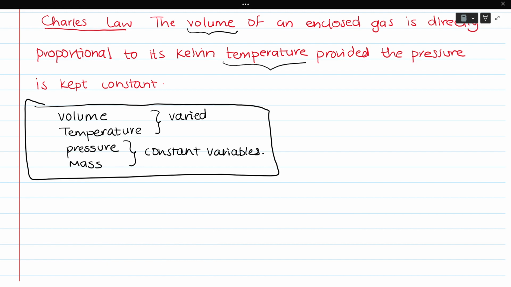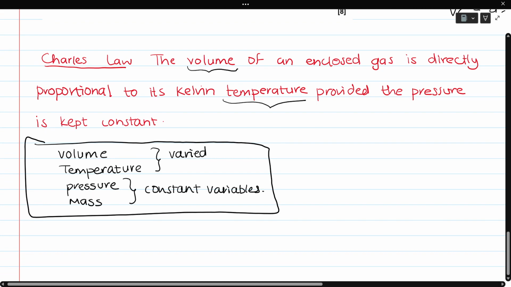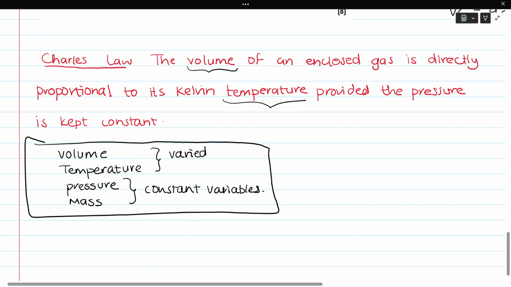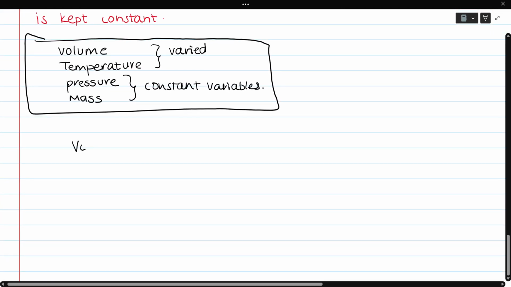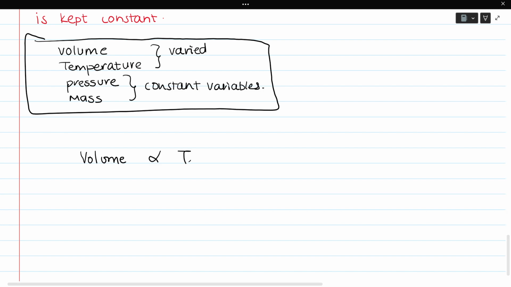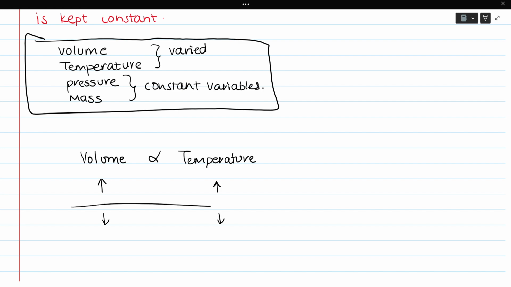Okay, so let's talk about what this means now. The law is firstly telling you that the volume and the temperature are directly proportional. What does that mean? That volume is directly proportional to temperature. This means that if you were to increase your volume, your temperature is also going to increase. So increasing the volume increases the temperature. Decreasing the volume is also going to decrease the temperature. Okay, so a little table for us.